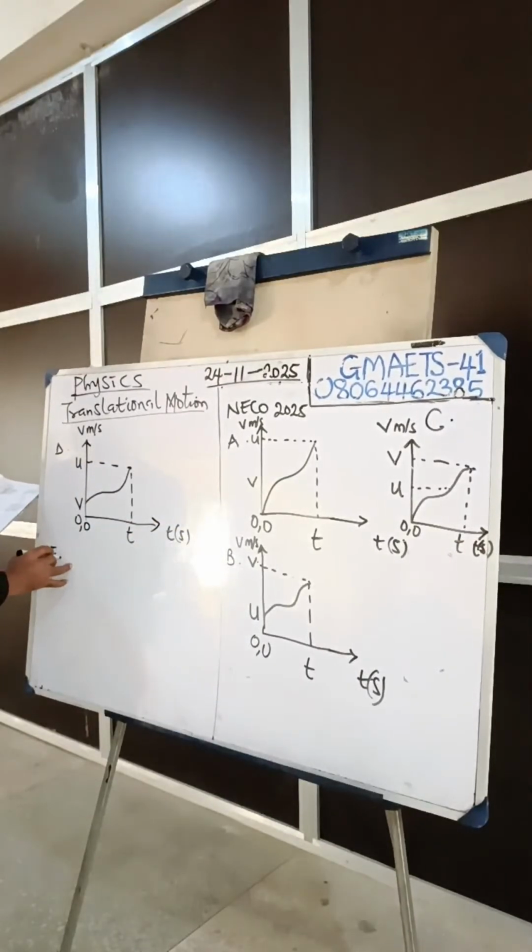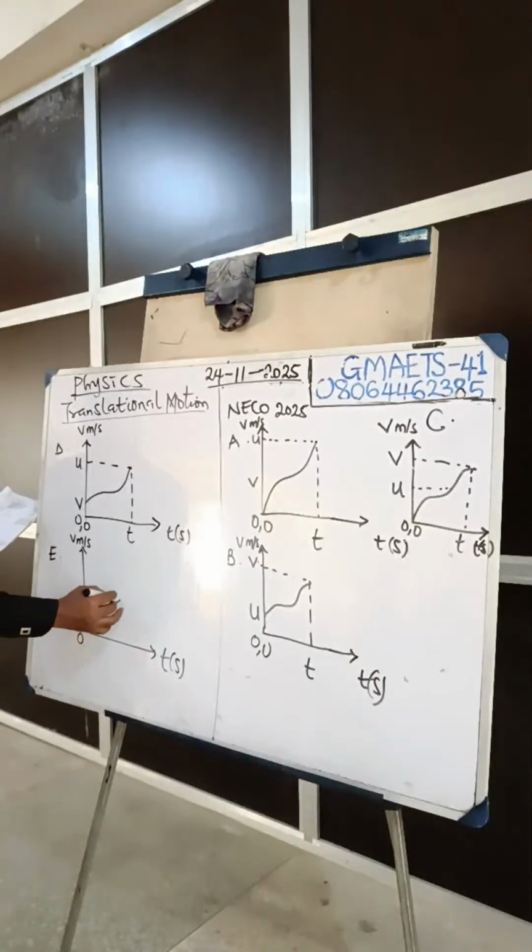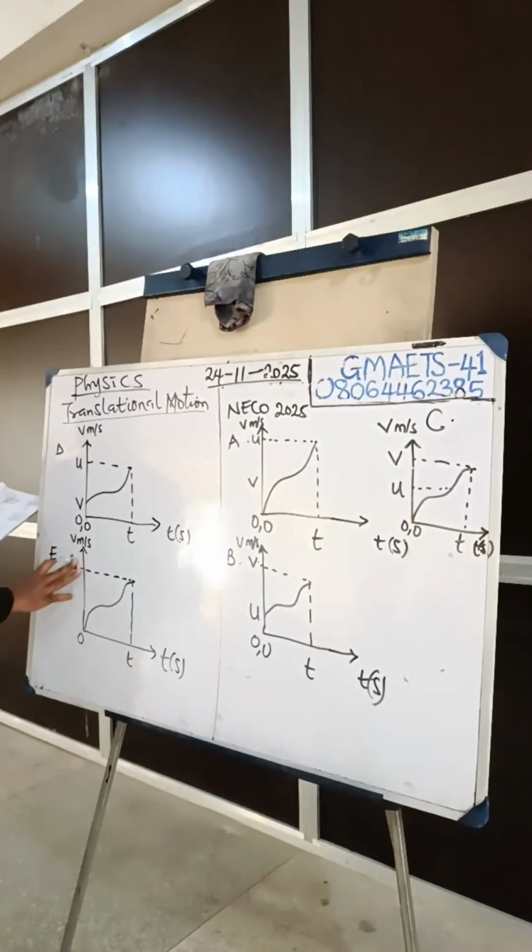Then finally, option E, we have this. This is a velocity axis, meter per second, time axis in seconds. And then we have 0 here. Then this moves this way, something of this kind. Then dots, time. Then this is U, right? Now this is V.